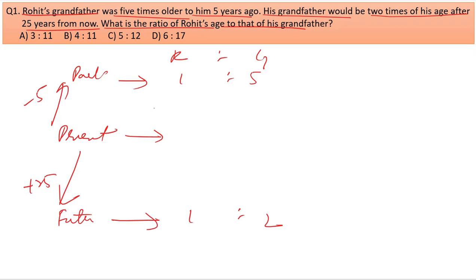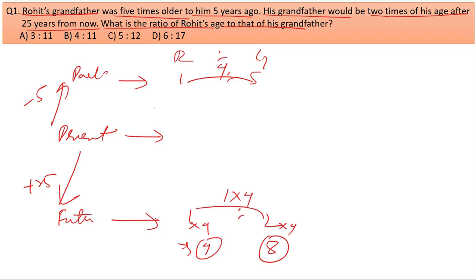So now let us take the difference between Rohit and grandfather, because we know that the age difference between two persons will always be constant. So here in 1:5 we have a gap of 4, and in 1:2 we have a gap of 1. It is not the same, so let's make them equal by multiplying by 4. Here 4, here 4; 4 times 1 is 4, 4 times 2 is 8. Now let us take the gap between the past and future, that is 5 here.